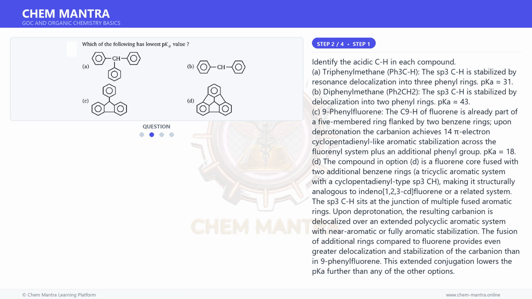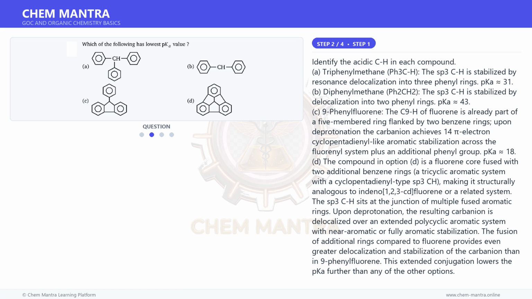pKa 43. C. 9-phenylfluorene. The C9-H of fluorene is already part of a 5-membered ring flanked by 2 benzene rings. Upon deprotonation, the carbanion achieves 14-pi-electron cyclopentadienyl-like aromatic stabilization across the fluorenyl system plus an additional phenyl group.